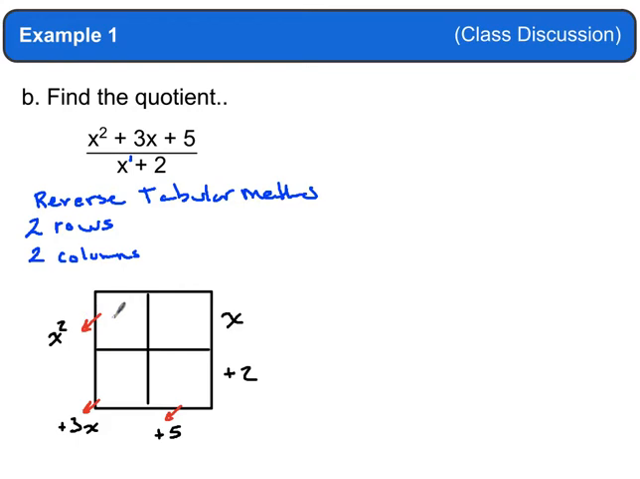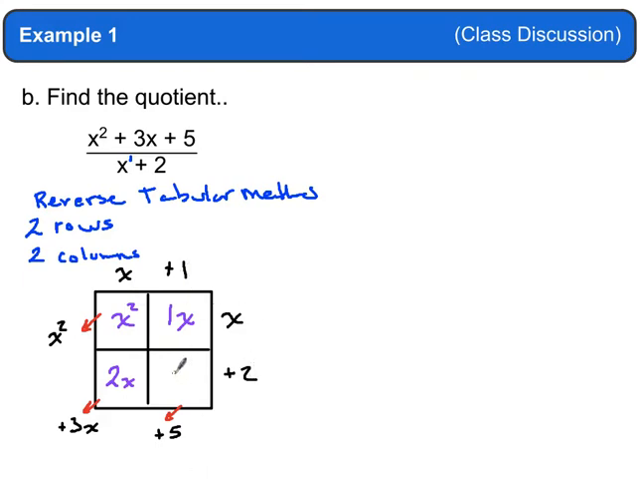So we start by plugging in our x squared. When we plug in x squared, divided by x is x. And then x times 2 is 2x. We have to add this box plus something to get 3x, so we need a 1x right here. So 1x divided by x is plus 1. Now, here's where it gets interesting.